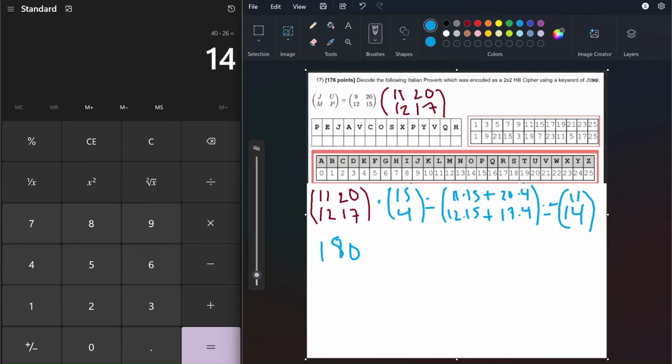So P is going to be equal to 11 now, and 11 is equal to L. And then E is now going to equal 14, and 14 is equal to O. So next we're going to be doing it for J and A.